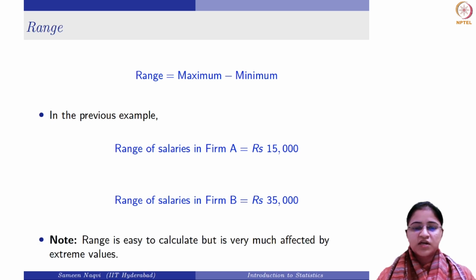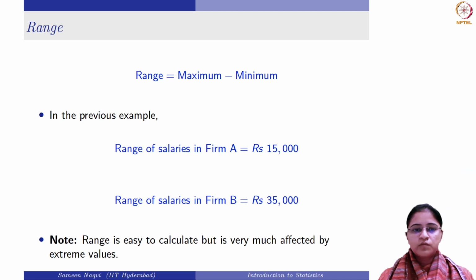The only thing is that range, although it is very easy to calculate, is very much affected by the extreme values, because if I change the last observation, if I just make it bigger and bigger, obviously your range is going to be affected by that, because it depends only on the smallest and the largest observation. So it is not such a robust measure of variability, and it is only focusing on the two ends, that is, the two extreme observations, right?